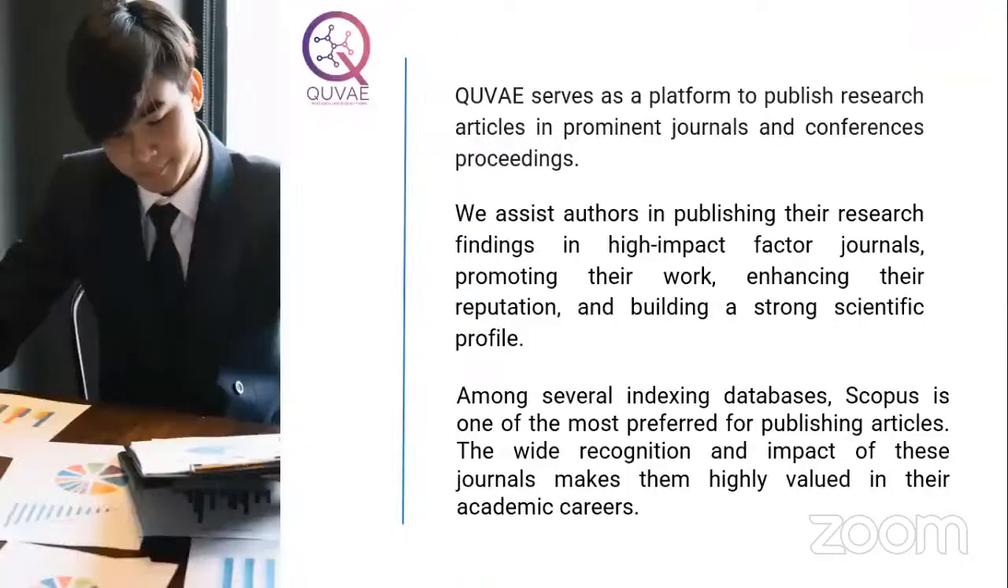QA serves as a platform to publish research articles in prominent journals and conference proceedings. We assist authors in publishing their research findings in high impact factor journals, promoting their work, enhancing their reputation, and building a strong scientific profile. Among several indexing databases, Scopus is one of the most preferred for publishing articles. The wide recognition and impact of these journals make them highly valued in academic careers.